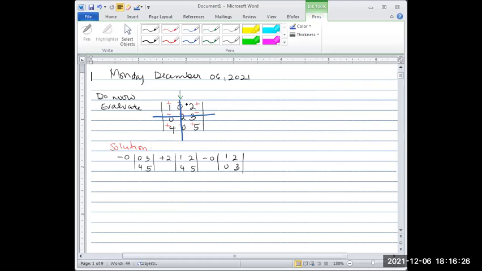So what am I left with? 1, 2, 4, 5. You see it right here? Look, the arrow here said that I'm using this column. This is the column that I choose to use for my calculation.